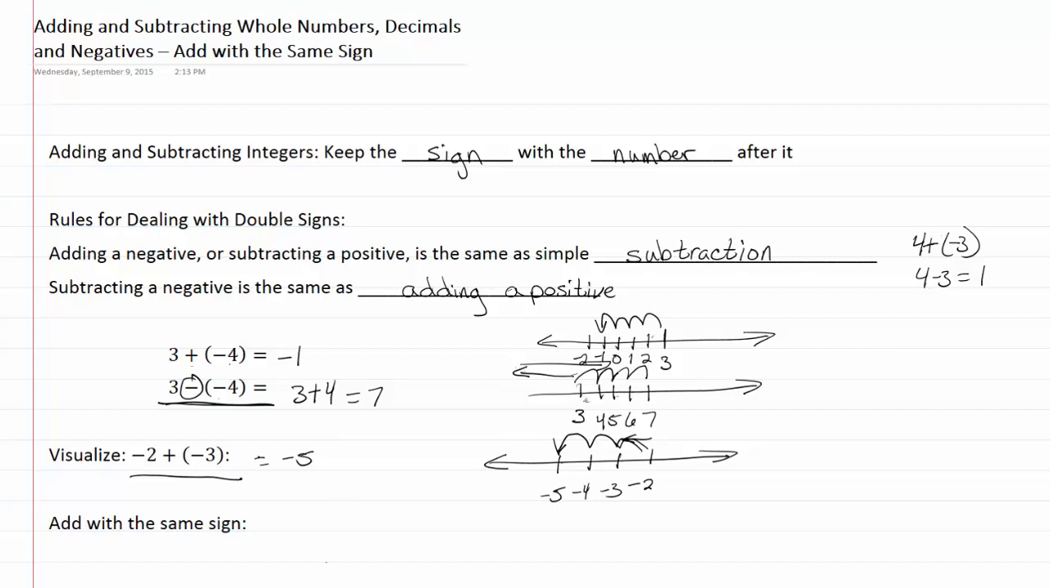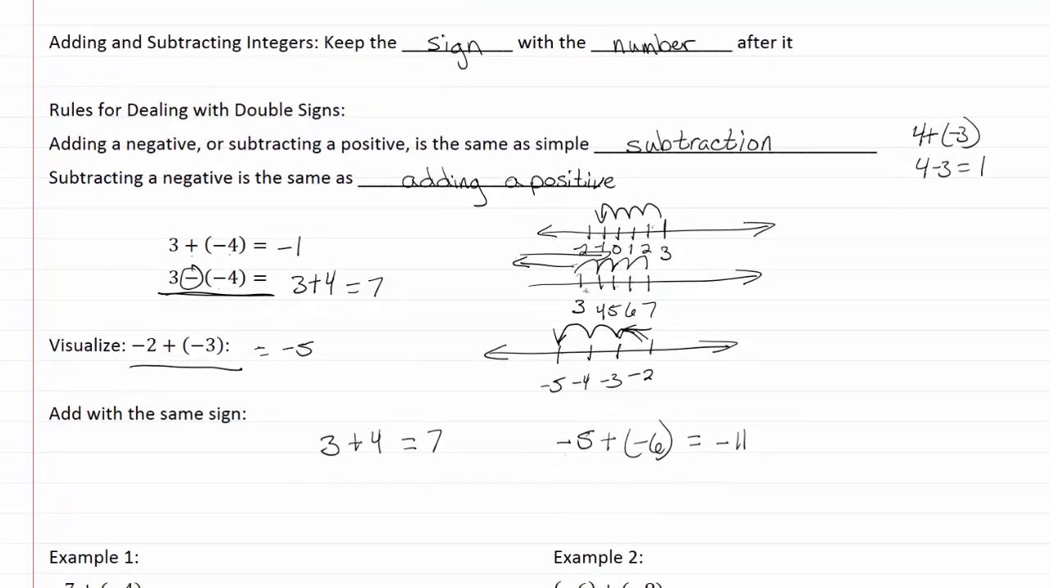Adding with the same sign can also mean that we have 3 plus 4, since that seems to be our favorite number today. And we know that 3 plus 4 is 7. Or again, it could be we have a negative 5 plus a negative 6. These both have the same signs because the signs are in front of the numbers. And we're going to get a negative 11. Let's take a look at our 2 example problems.